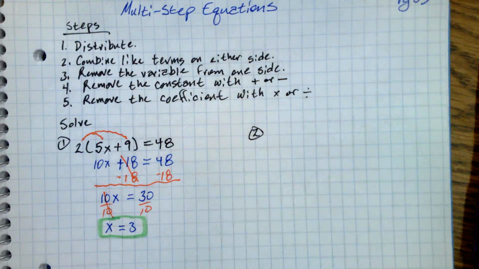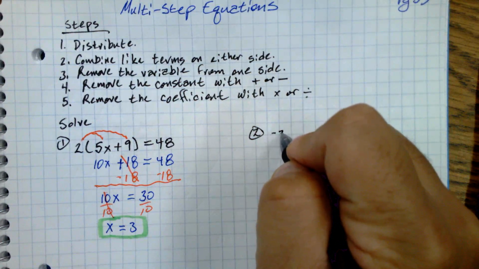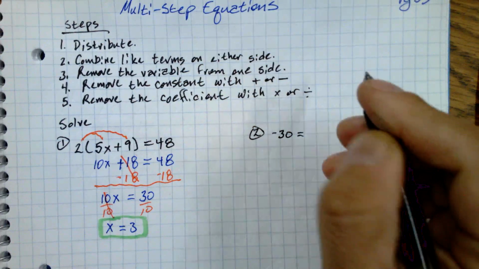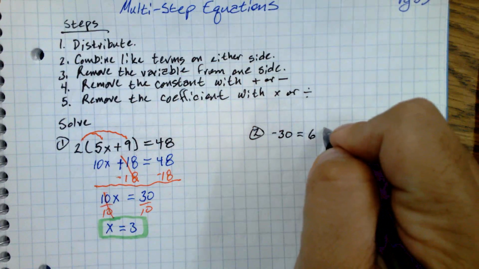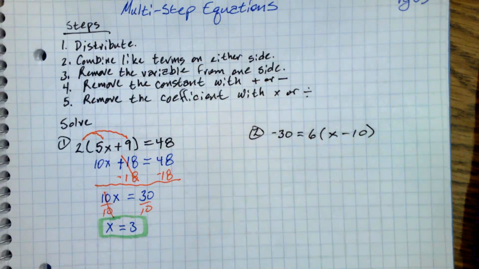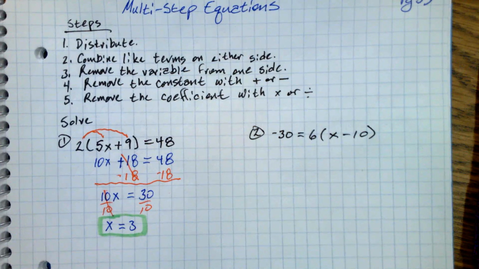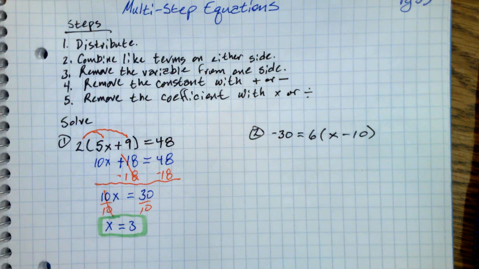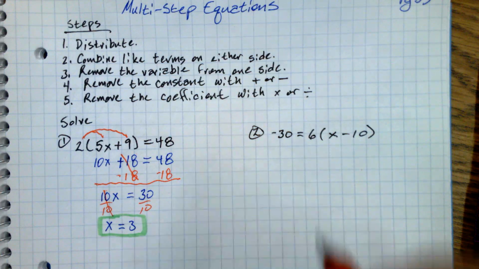Let's do a second one. Like I said, we have negative 30 equals 6 times the quantity x minus 10. Okay, this is the last example where we will be practicing distributing negatives. So just be ready for that. So first question, do we distribute? Yeah, we got parentheses, we distribute.